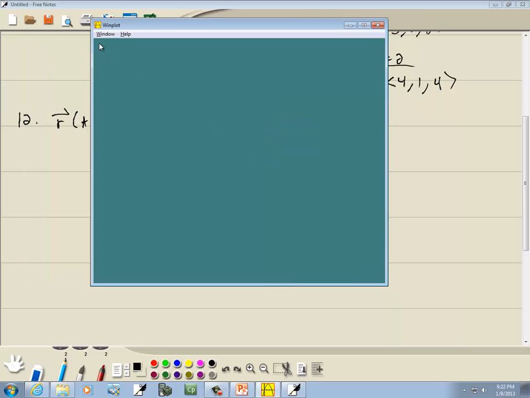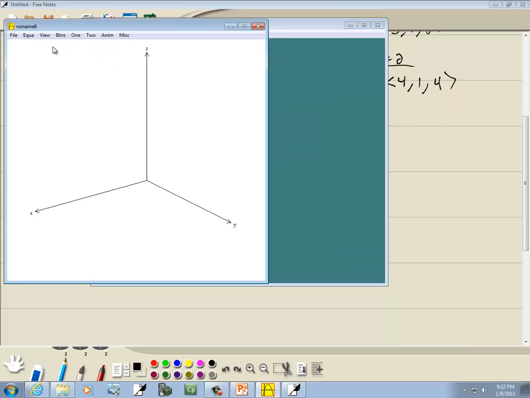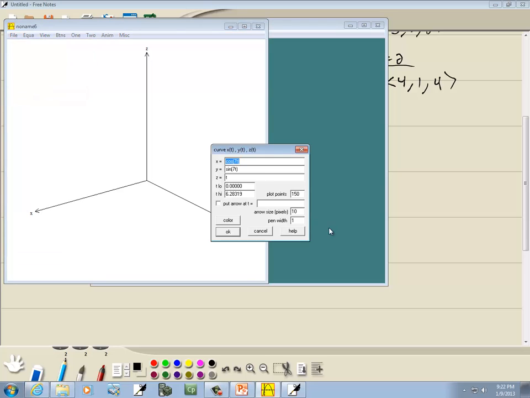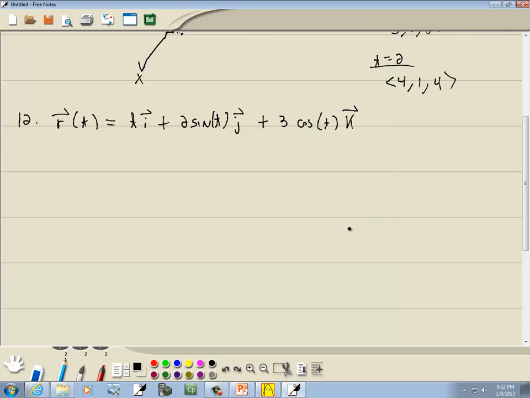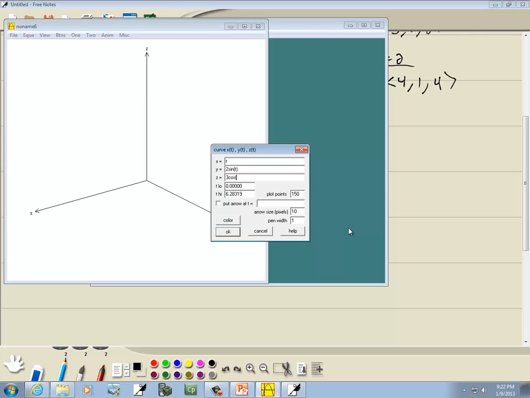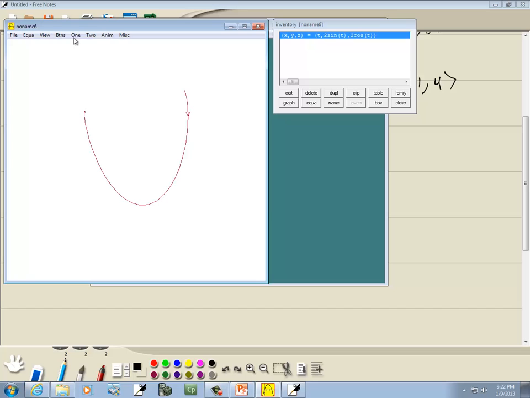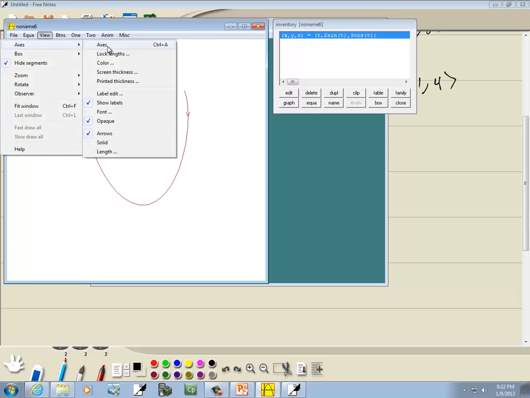Close that. And then do window, 3 dimensions. Do equation, choose curve. So x is equal to t, and then y is equal to 2 sine t, and z is equal to 3 cosine t, like that. And that's probably good enough, 0 to 2 pi there. We'll put the arrow for the orientation. I don't think it's asking for that, but we'll put that at pi over 4. And now press OK. I'll do a view axis.